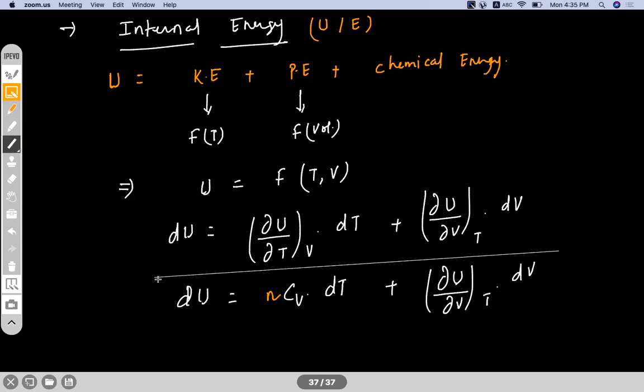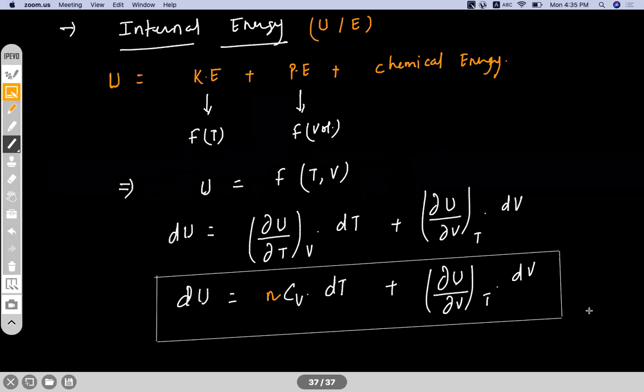Have you seen this formula before? Acha, I'll explain. Yes, Ansh, just one second. Have you seen the formula for change in internal energy? What is the change in internal energy formula? You must have seen it. That is n Cv dT. Have you seen that? Yes, correct. Only the n Cv dT part was there. Where did you see this formula? Okay.